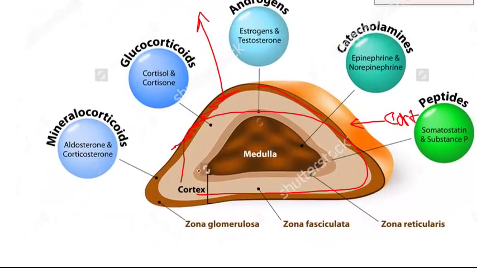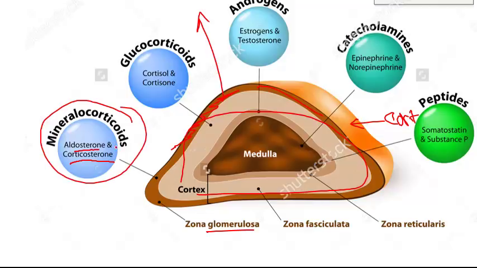Now, in the cortex area, if you look clearly, you will see three different zones of the cortex. One is the zona glomerulosa, which secretes mineralocorticoids. Mineralocorticoids involve aldosterone and corticosterone. These are the types of hormones that they secrete.